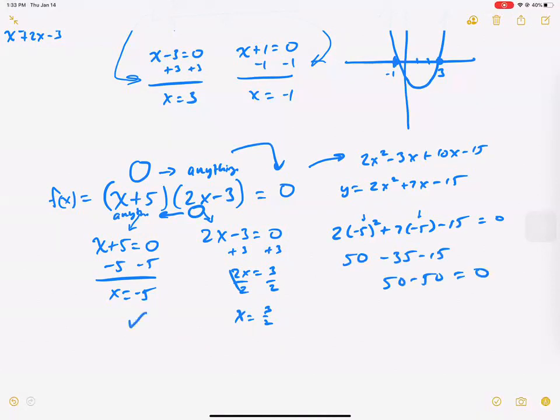Okay, so you are correct. Do we have to check it? No, we don't have to check. I'm just trying to prove to you that when we solve the factored form, we are also solving for the original polynomial. Here we go. Let's try the next one.